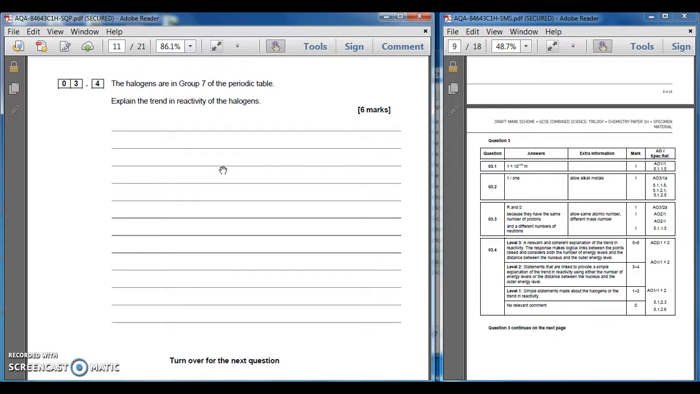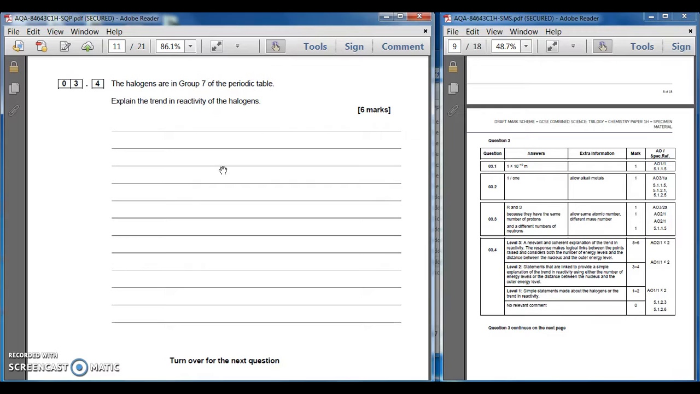Explain the trend in reactivity. Generally very poorly answered this one. Some people just went along the lines of they are reactive. The question says there's a trend. So for very simple 2 marks, what you might be looking at is full sentences using good English saying that as you go down the group, the reactivity decreases, or as you go up the group, the reactivity increases.